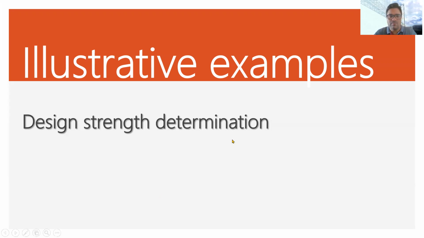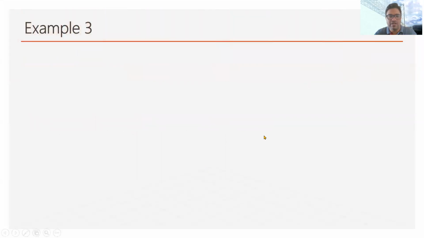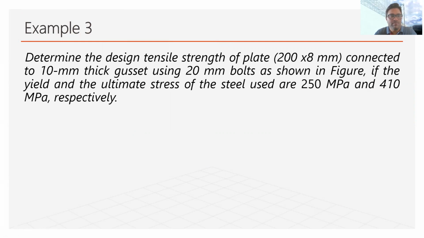Now we will see an example of how we can find out the strength of a member. So this is the problem. It is being asked to determine the design tensile strength of a plate, and the size of the plate is 200 by 8 mm. 200 is the width, 8 is the thickness, which is connected to a 10 mm thick gusset plate using 20 mm dia bolts as shown in the figure. If the yield and ultimate stress of the steel used are 250 and 410 MPa respectively.